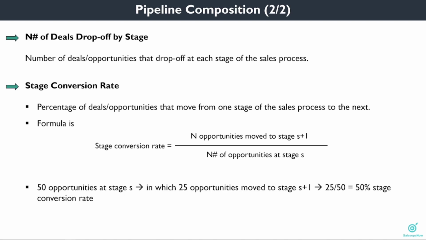For example, if a salesperson had 50 opportunities that moved to stage 1, and 25 of those moved to stage 2, then the stage conversion rate from stage 1 to stage 2 would be 50%. If out of those 25 in stage 2, 10 were moved to stage 3, then the stage conversion rate from stage 2 to stage 3 would be 40%. This formula needs to be applied for each stage move within the sales process.